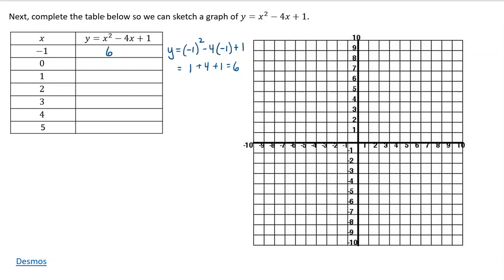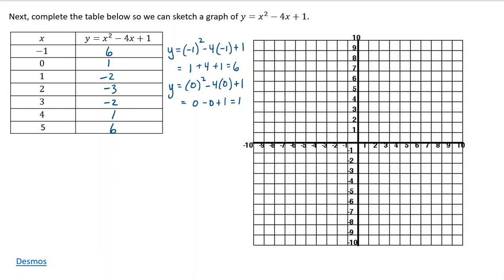And go through and do the same thing with a 0. 0 minus 0 plus 1, that's going to give us 1. And then I'll ask you to go ahead and complete the table on your own. So take a moment and pause the video and work on that, and then unpause and check your answers. Okay, now we see that table completed.